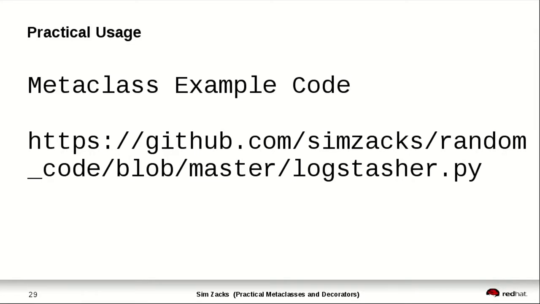You can just take that, put __metaclass__ = LoggingMeta into your code after installing the logstasher.py, and that will work for you, and then you have the code. The question was, is the syntax of metaclasses different in Python 2 and Python 3? The answer is not really, but there's a lot more you can do with Python 3, so there's additional syntax, but the same code should work both in Python 2 and Python 3. Might be one or two minor changes.